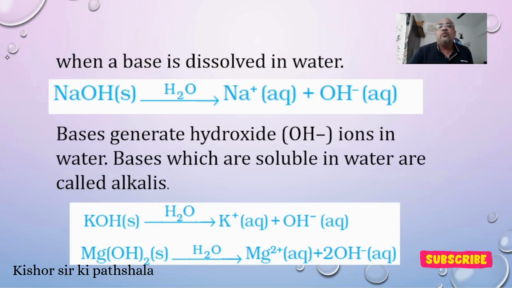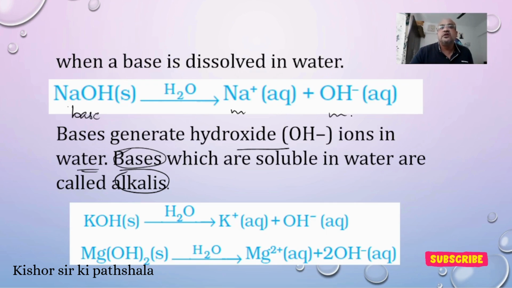Then what will happen when a base is dissolved in water? This is the base, sodium hydroxide. Now if this is dissolved in water, what do we get? We get a sodium ion and a hydroxyl ion, OH minus ion. So bases generate hydroxide ions in water, and bases which are soluble in water are called alkalis. So what are alkalis and what are bases? Bases are nothing but those which give OH minus ions.